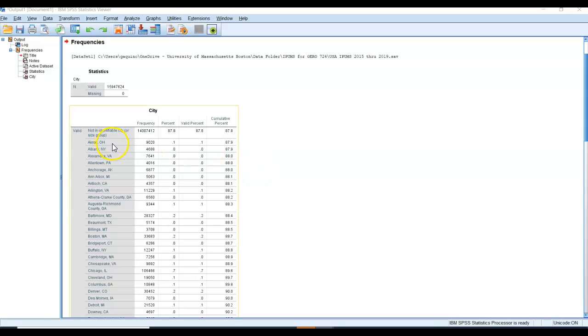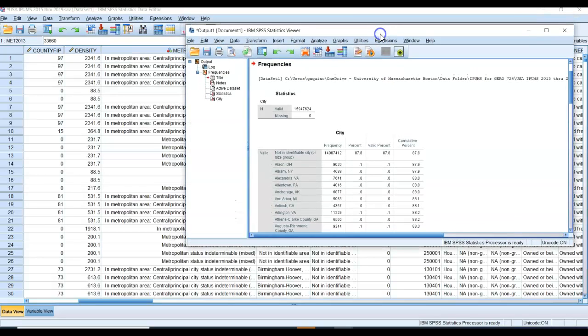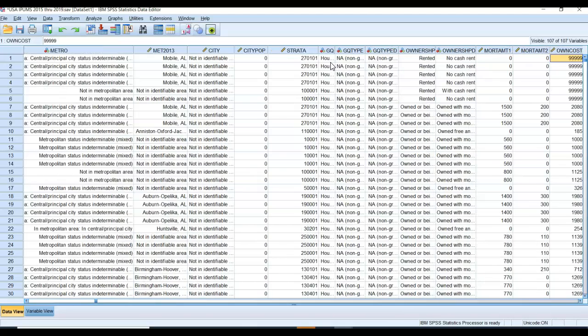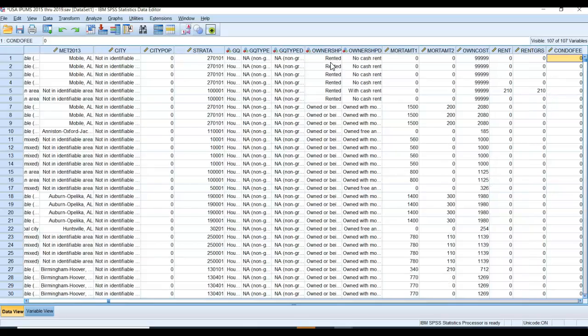But basically, right here, the cities: Akron, Ohio; Albany, New York; Alexandria, Virginia; Allentown, Pennsylvania. These are actual cities. And now, if you have all the information about the individual, you can very quickly identify who this person was if you knew that they lived in this specific city. The ownership, well, they rent. They're not in group quarters.